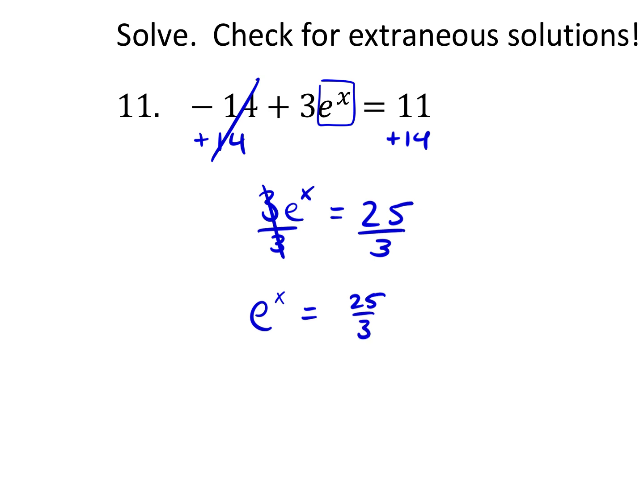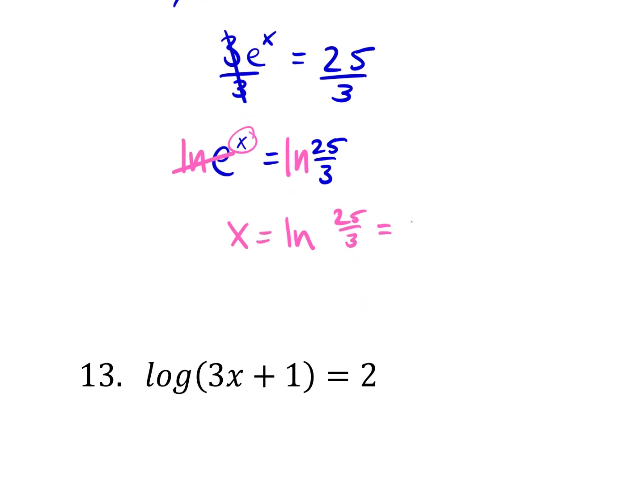What should we do next? So we're going to take the ln of both sides. So ln of e will cancel, and we're just left with x equals the ln of 25 over 3. And then this we just have to put into our calculator. You should get 2.120.